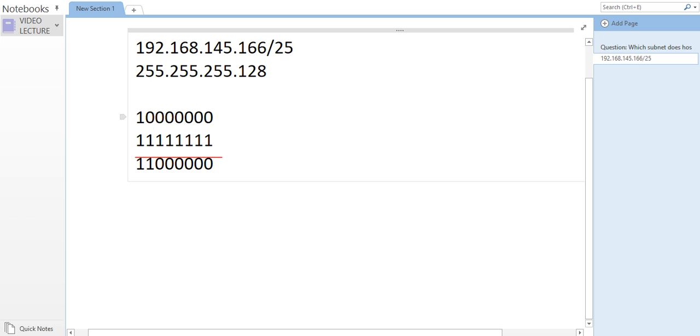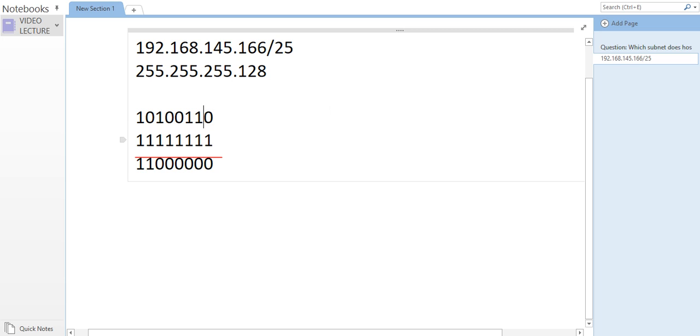Now, can 64 be subtracted from 38? No. Can 32 be subtracted from 38? Yes. So here I make it 1. If I take 32 out of 38, how much am I left with? 6. Can 16 be subtracted from 6? No. Can 8 be subtracted from 6? No. Can 4 be subtracted from 6? Yes. Now, what is left? 2. Can 2 be subtracted from 2? Yes. So that is my binary.